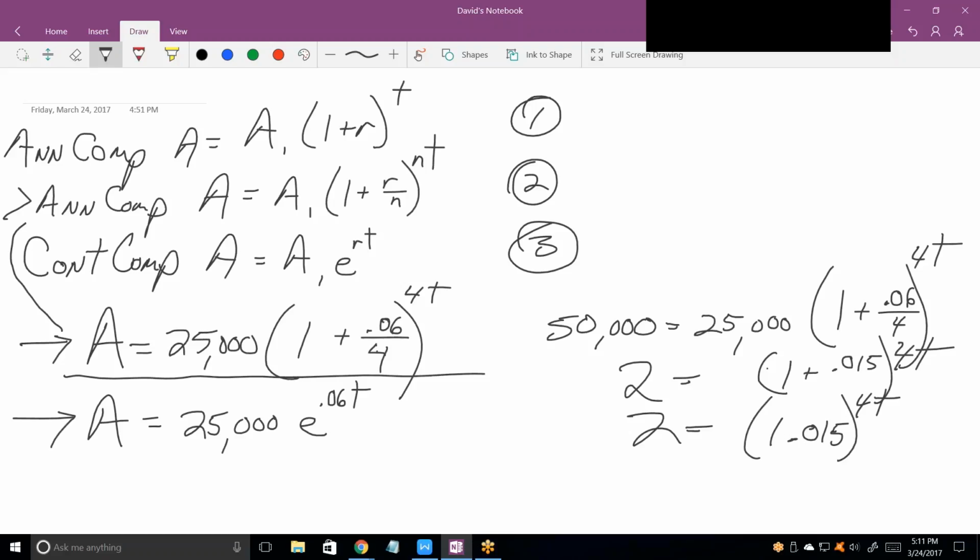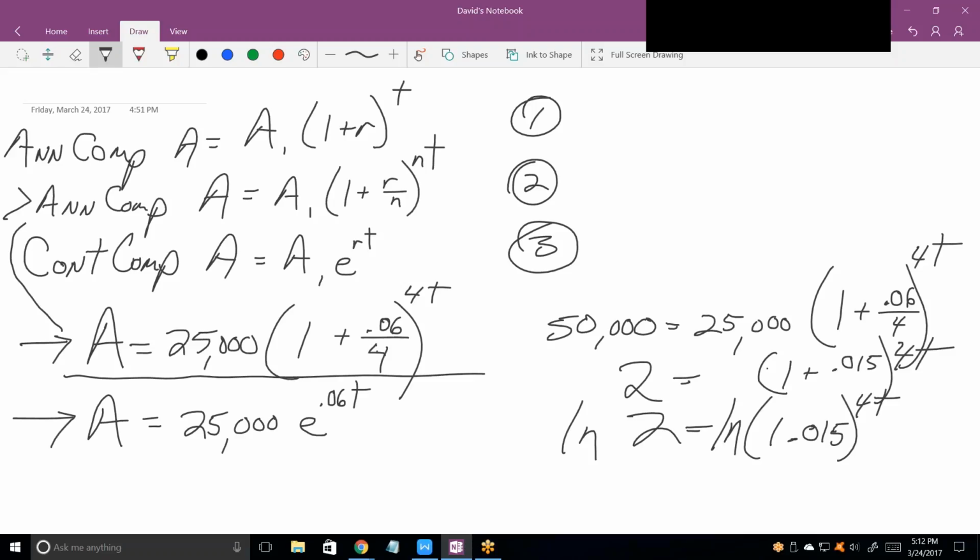Now, in order to solve that, as to how much time it'll take to double your money, this is not an algebraic equation. This is an exponential equation. And the only way to solve exponential equations, even on your calculator, you would not be able to solve this on your calculator if you did not know about logarithms. But we do know about logarithms. So I'm going to take the log of both sides.